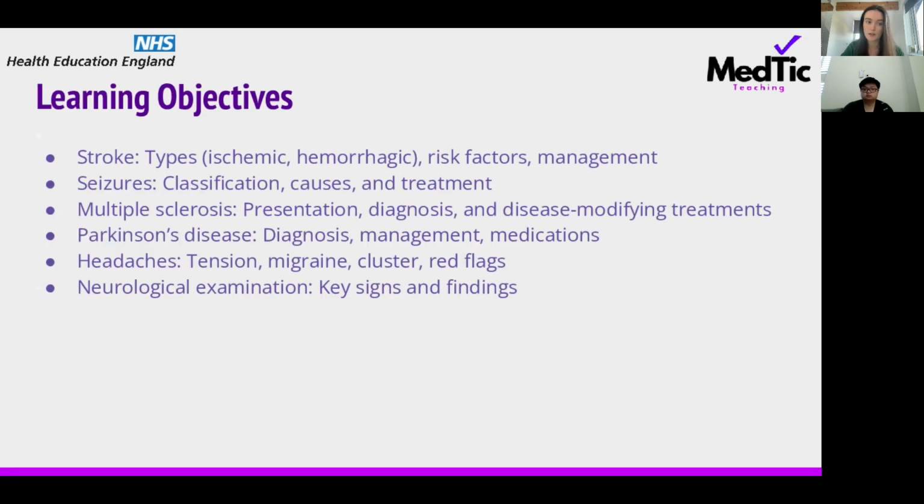So today we're going to cover different types of things in neurology. We tried to make it as high yield as possible and relevant to your exams. We're going to talk about different types of stroke, the risk factors and the management. We'll talk about seizures, classifications, causes and treatment. We'll talk a little bit about MS, its presentation, diagnosis and treatment. We'll talk about Parkinson's disease, diagnosis, management and medications, and we'll talk about headaches and the neurological examination as well. So let's get started with the first question.